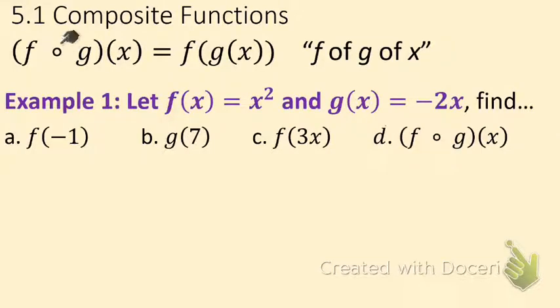Okay, so composite functions, f of g. So when you see this open circle, this means composition. It looks like the letter O, but it's not. This is the symbol for composition. When you compose two functions, you take one function and put it into another.